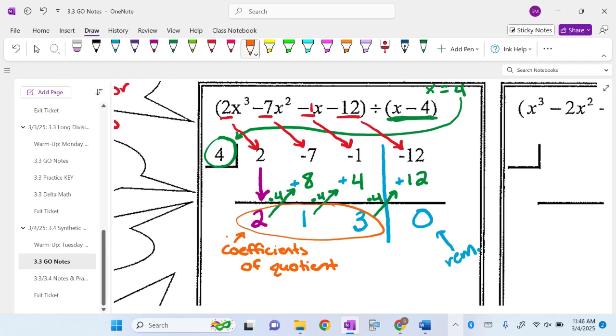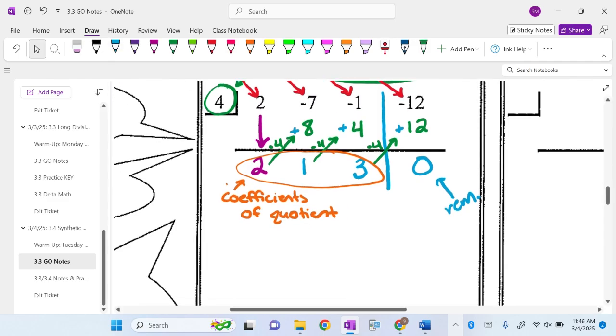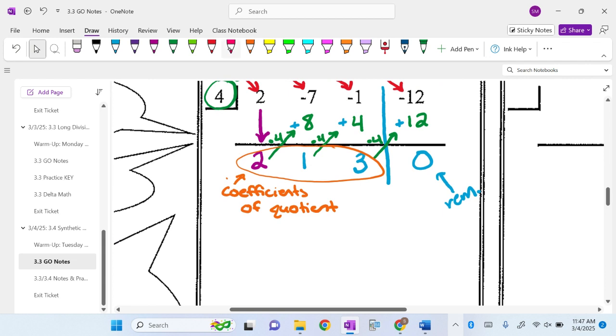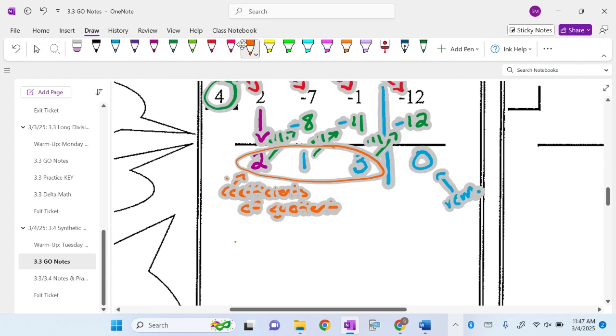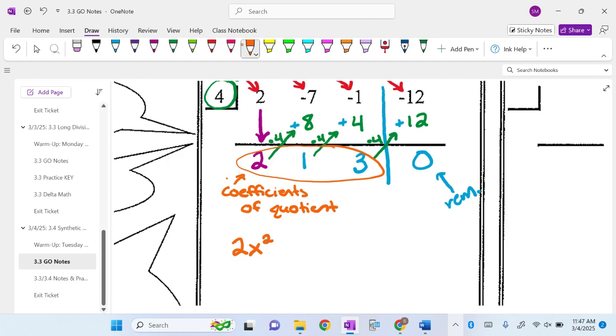All right? And the way we figure out what variable we list first is we go based off of the highest exponent that we started with, which in this case is 3. And we subtract 1 from it. So 3 minus 1 is 2. That means that the first value we're going to start with is x squared. So our first term would be 2x squared. So we're taking the coefficient of 2, writing it with the x squared.